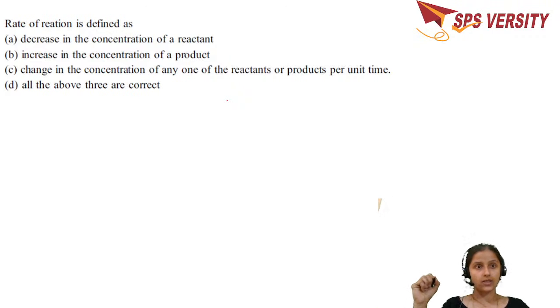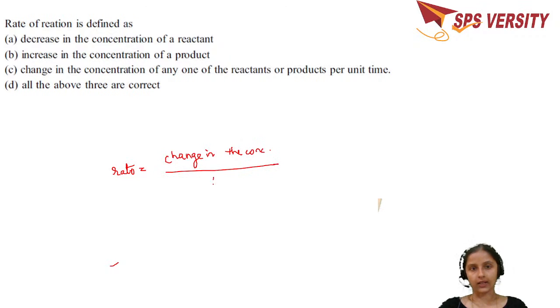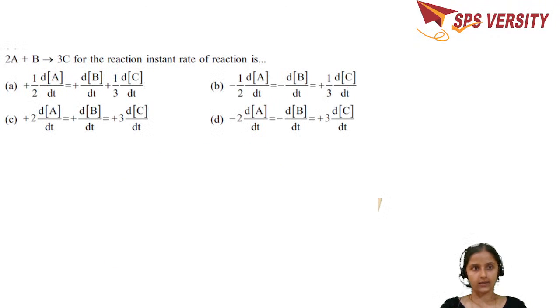Rate of the reaction is defined as decrease in the concentration of the reactant, increase in the concentration of the product, change in concentration of any of the reactant or products per unit time, or all the above three are correct. So decrease in the concentration, that's just a change in concentration, that's it. Increase in the concentration, that's also a change in the concentration. How do we define rate? It can be with respect to the reactant or with respect to the product. We write change in the concentration divided by change of time or per unit time. So the correct answer for this particular question would be change in the concentration of any of the reactant or product per unit time. That would be the right answer.